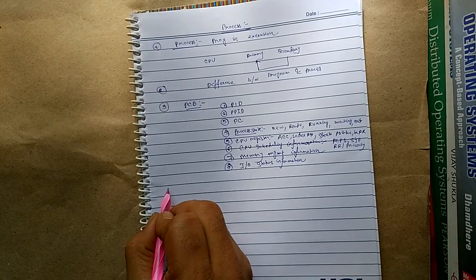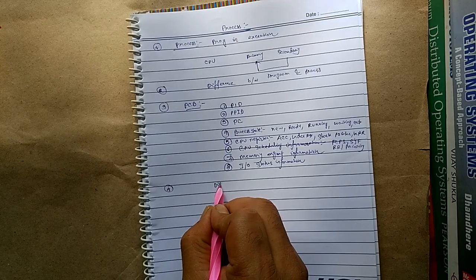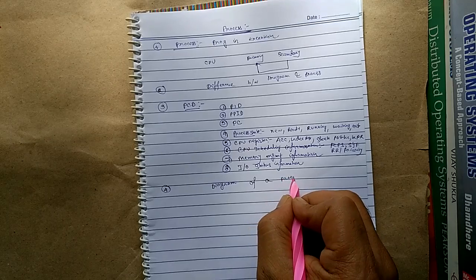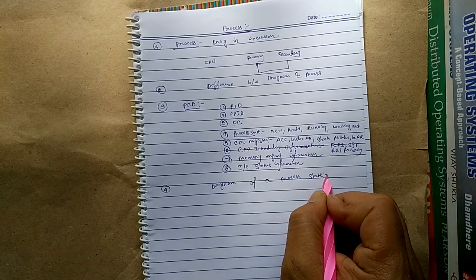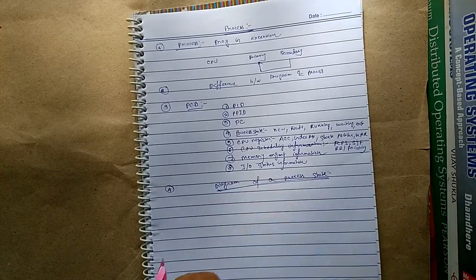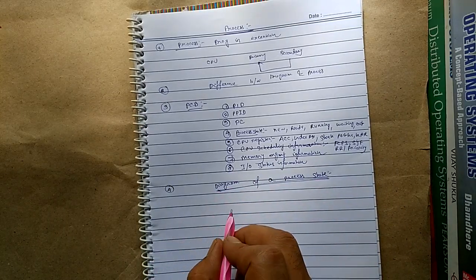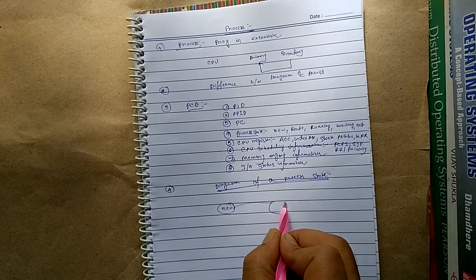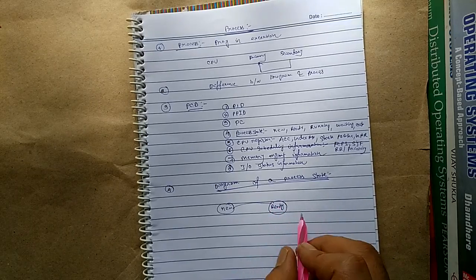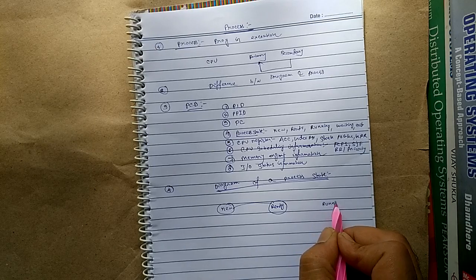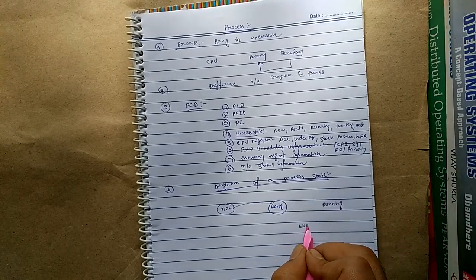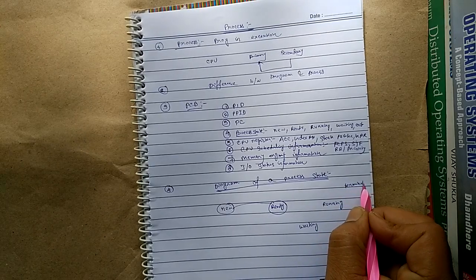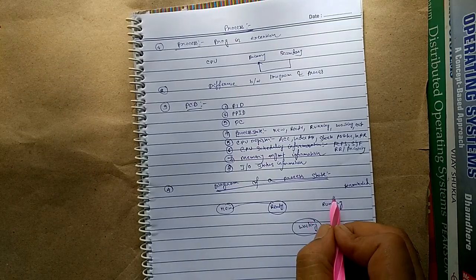Next, we will learn the diagram of a process state. The diagram of a process state will be like this one. Here is your new. Next we will get ready. After that we will get running. Here you will be waiting. Here is your terminated. These are the different process states.